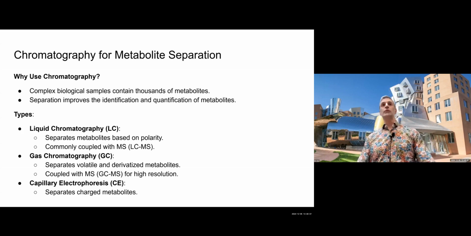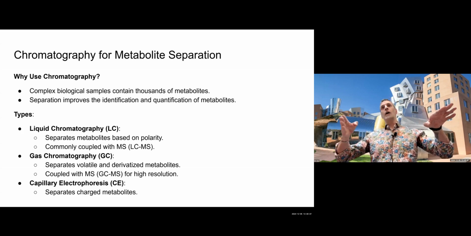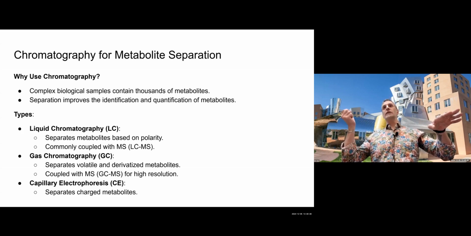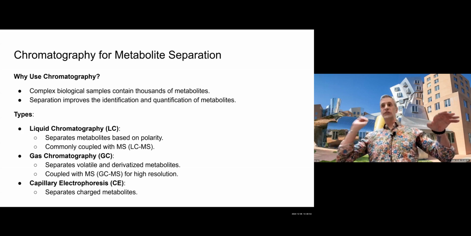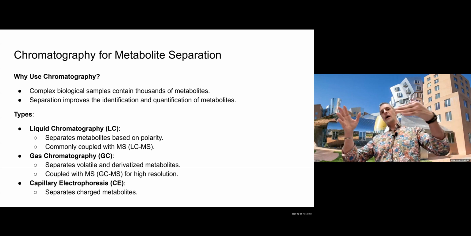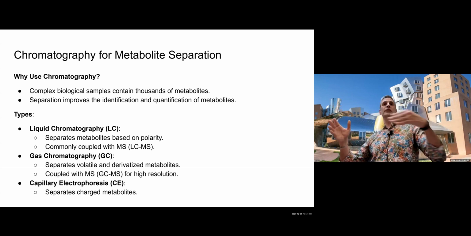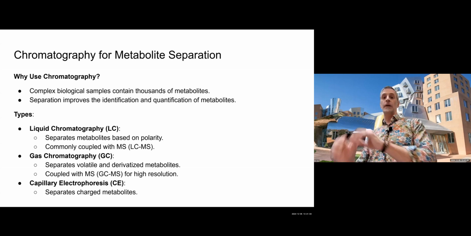But the point is really to take different molecules and try to separate them as much as possible from each other, so that as they come through the chromatography, we're taking little samples of that and putting it into the mass spec, right? So we're taking a mass spectrum continuously as we're flowing our sample through the chromatography column.